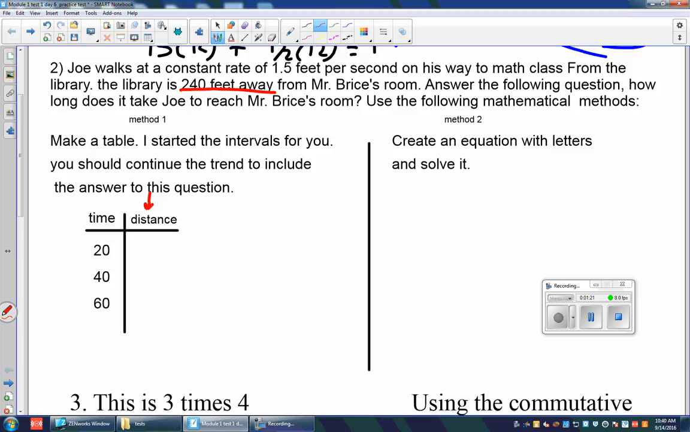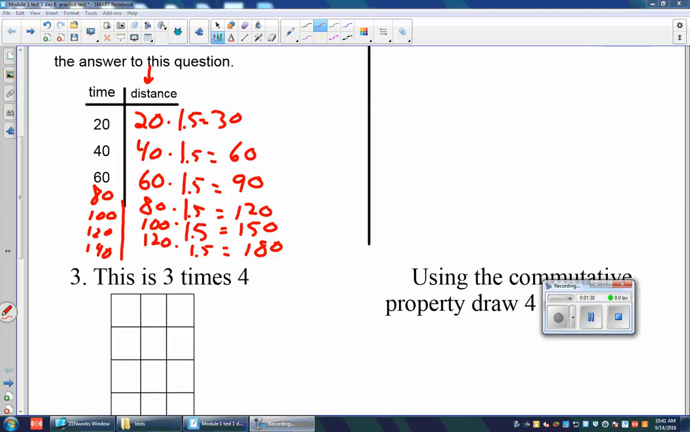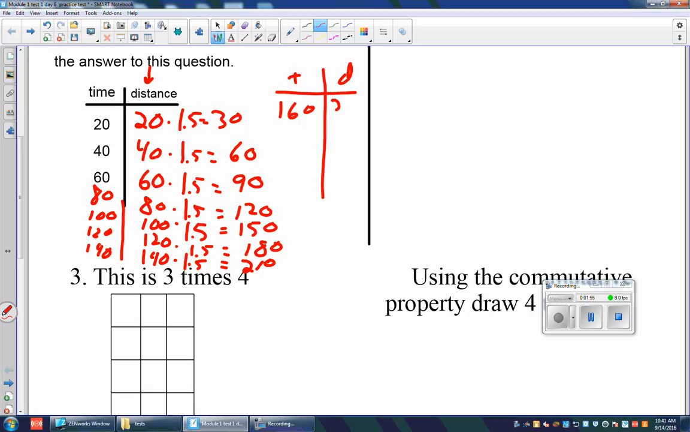Distance isn't filled in, so we have to make sure that distance makes it up to 240 feet. Don't stop at 60. So it's 20 times 1.5, which is 30 feet. Okay, distance equals rate times time. And so I continued to fill them in, and you notice that when I reached 120 feet up, it's still 180, not far enough. So I keep on going. And I ran out of room, so I had to do a time and a distance here. So let's see, 160 is 240. So the answer is 160 seconds.